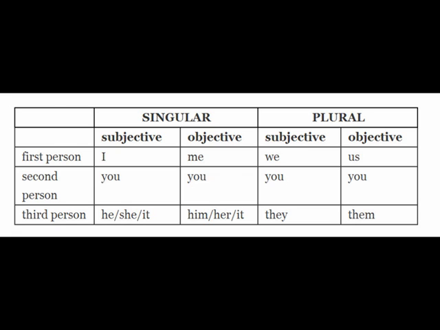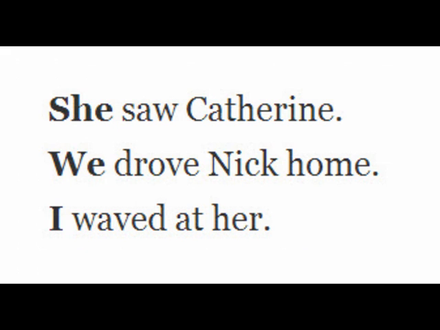Okay, she saw Catherine. We drove Nick home, and I waved at her. Now these are all personal pronouns where the personal pronoun is the subject of the sentence. So this is what the sentence is about. And the verb, saw, drove, waved, the verb follows the subject. So that's why I'd use I there. I is the subject of the sentence. It's me who's doing the waving. I waved at her. Okay, waving is the verb, that's what I'm doing. And at her, that's the object of the sentence.